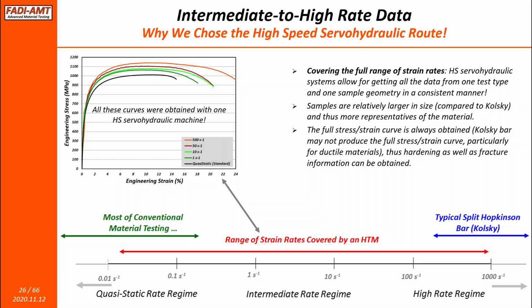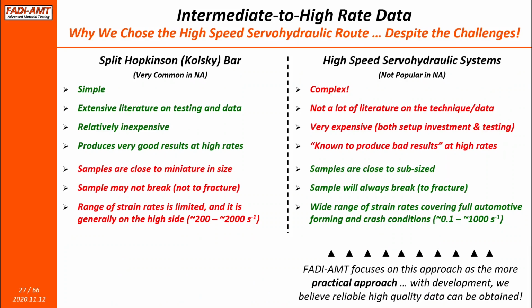The second advantage is the fact that we can go with larger samples, so we can better represent the material that we're testing, and also we can always be sure that the stress strain curves are complete, full, so we can get the full stress strain response of the material at different rates. And on the top left here, again, a quick preview or a sneak peek at some of the high quality data that can be obtained with these systems to break the, I don't know what to call it, the myth that such machines cannot generate good data. And again, we will come back to this later on.